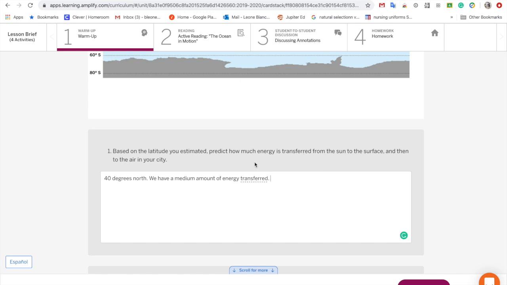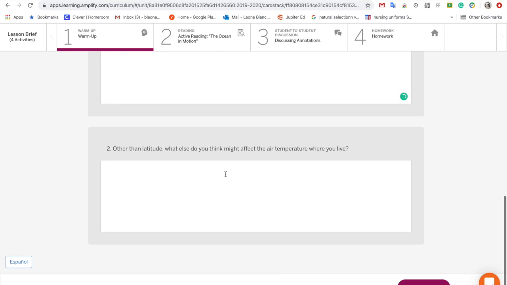And how much of the energy is transferred from the sun to the surface, and then to the city? Again, during the summer, we have medium high, and winter, medium low, since during the winter months we are tilted away from the sun, getting less energy. Now, other than latitude, what else do you think might affect the air temperature of where you live?